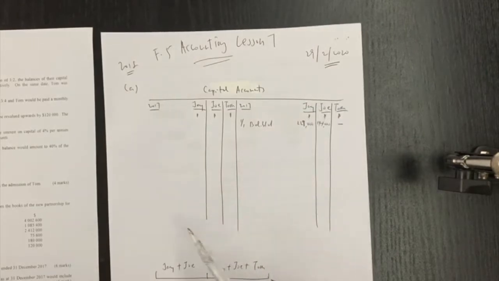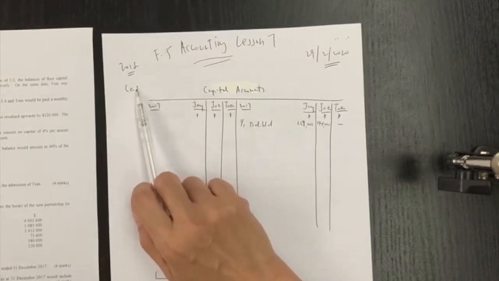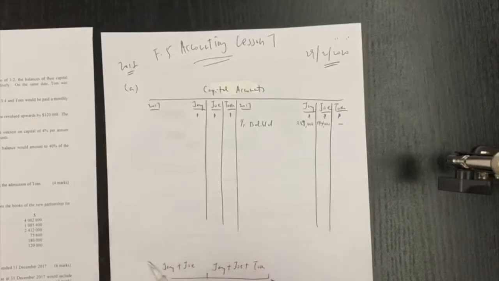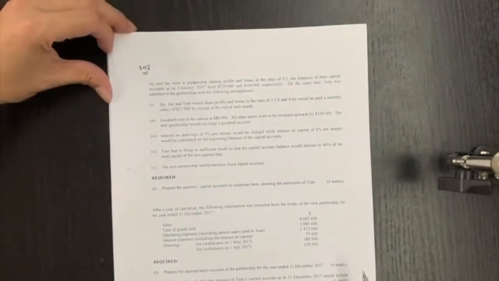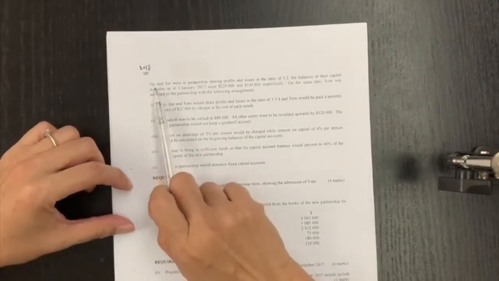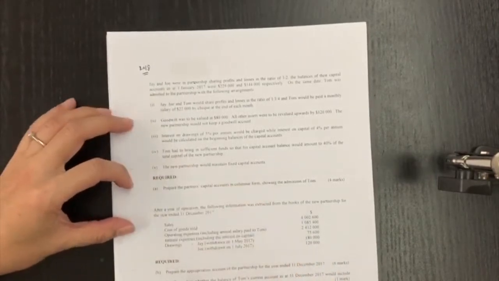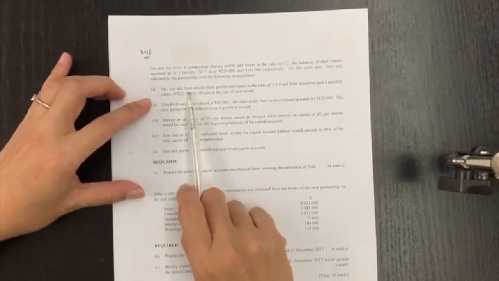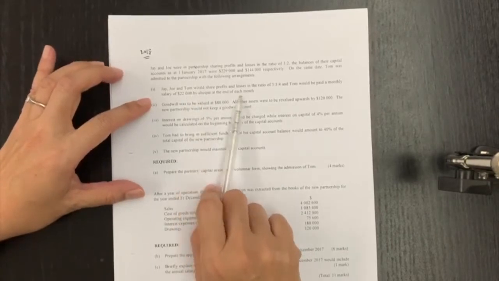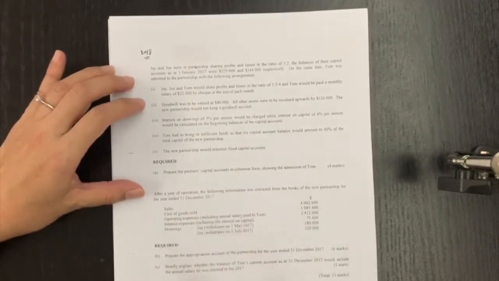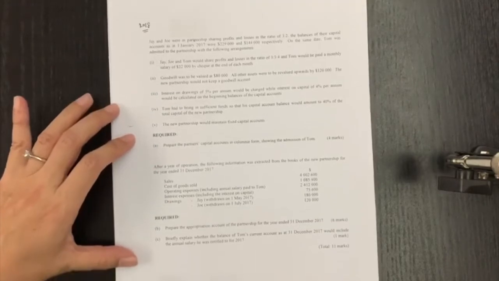Okay, so let's do another DSE question on admission of a new partner. This is the question here. At the beginning you have Jay and Joe, and after that you have Tom admitted into the firm. There are two parts in this question.